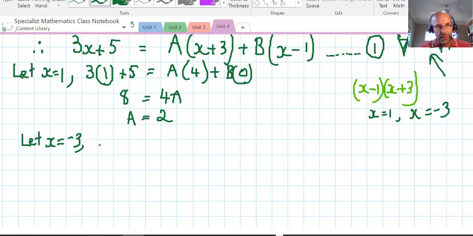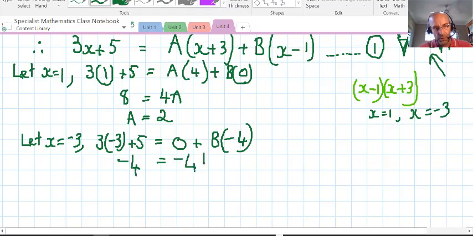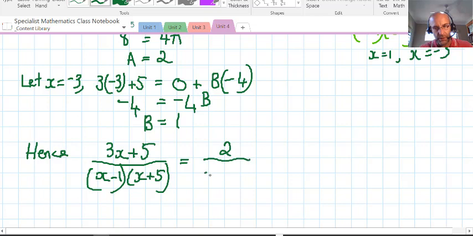We now repeat with x = -3. Left-hand side. On the right-hand side, we've got 0 times A, which is 0, and we've got B times negative 4. So we have negative 9 plus 5, which is negative 4, equals -4B, so B = 1. So the given expression, we can resolve that into partial fractions now. So instead of A, we can actually write 2, and instead of B, we can actually write 1.